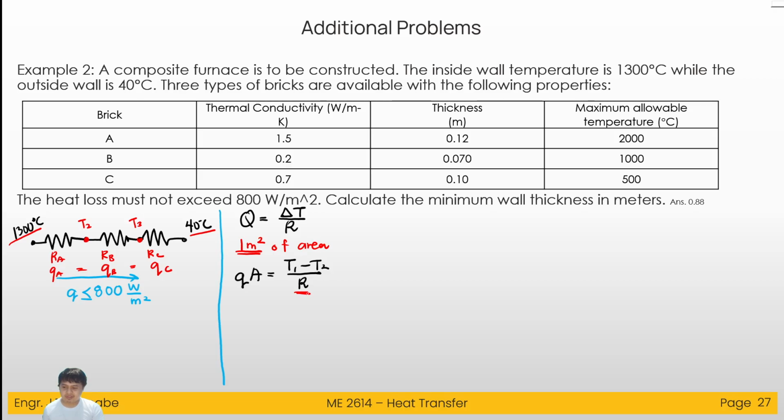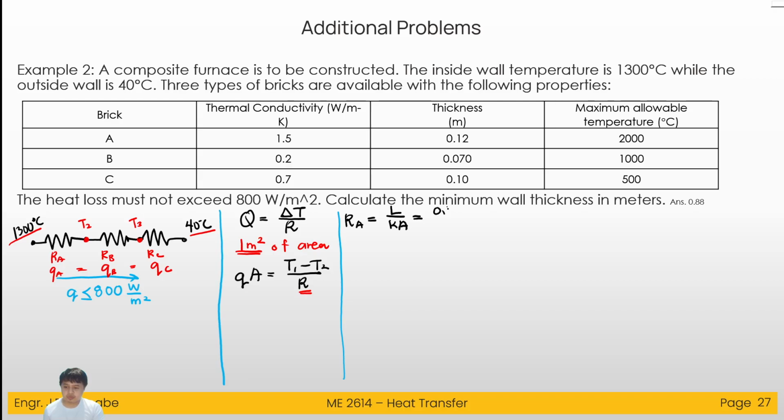So we have given R, we need to find the R first to be able to solve this. So to find the R, we can calculate the R first. I think I'll just write this here. So the R for RA, you can calculate this as L over KA. So we're assuming 1 square meter of area only, since the area is not given.